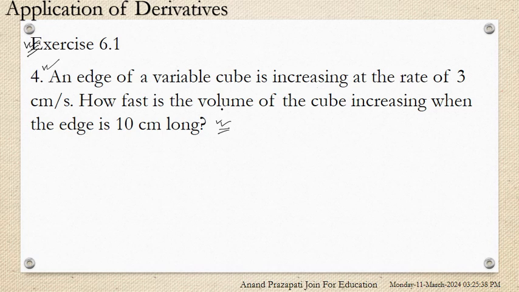In this question, the rate of change of length of the edge of the cube is given, which is 3 centimeter per second, and it asks us dV by dt, or the rate of change of volume of the cube. Let's see the solution.